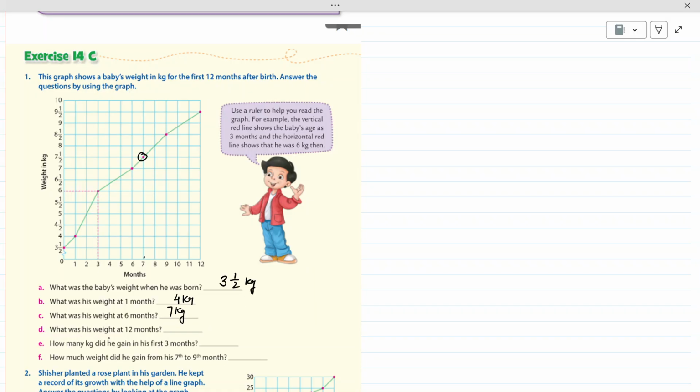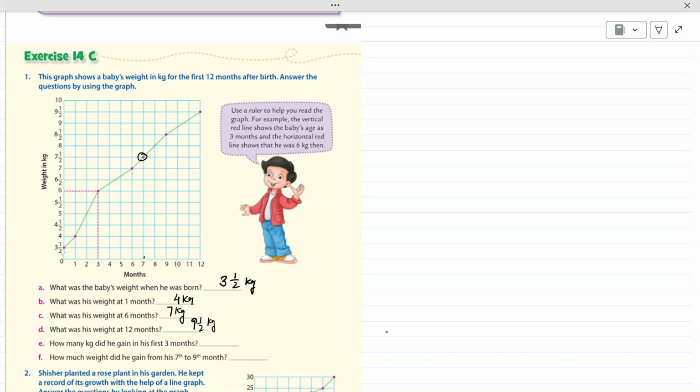Now, what was his weight at 12 months? At 12 months, that is the last month shown in the graph, the weight is 9.5 kgs. Okay, this is 9.5 kg. How many kg did he gain in the first 3 months? So in the first 3 months, how much weight did he gain?